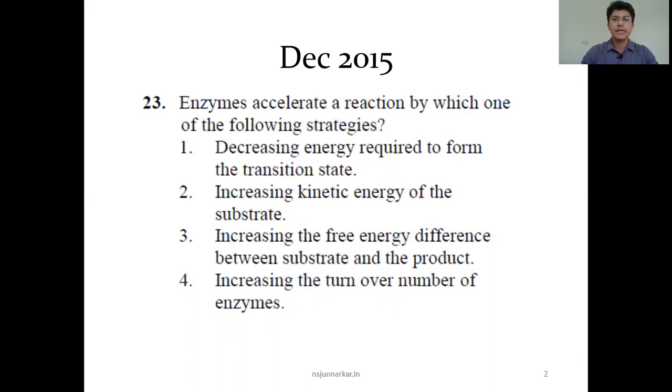Number one, enzymes accelerate a reaction by which one of the following strategies? So here four options are given. Number one, decreasing energy required to form the transition state; increasing kinetic energy of the substrate; increasing the free energy difference between substrate and the product; and the fourth option is increasing the turnover number of enzymes.